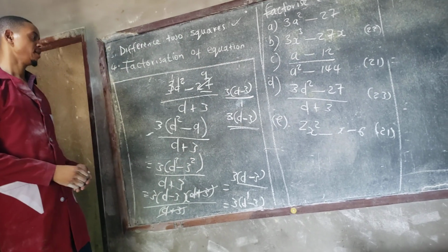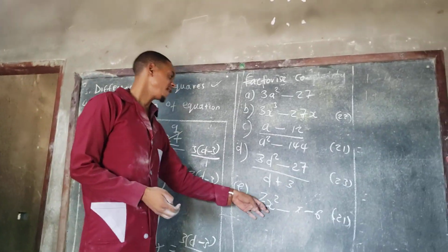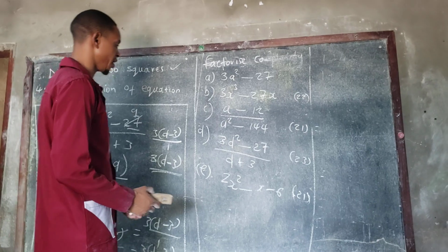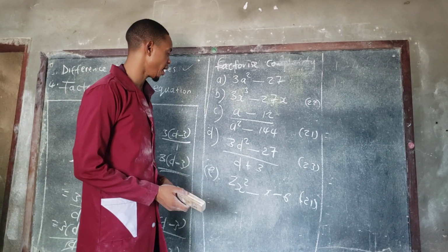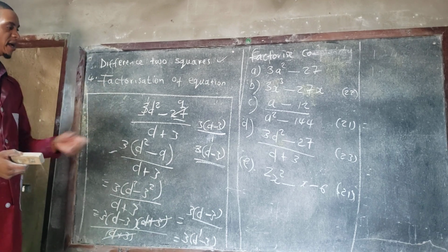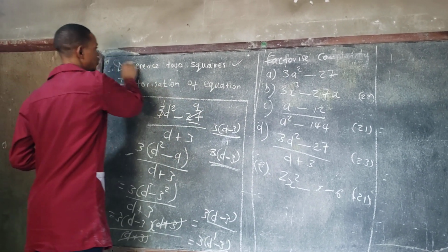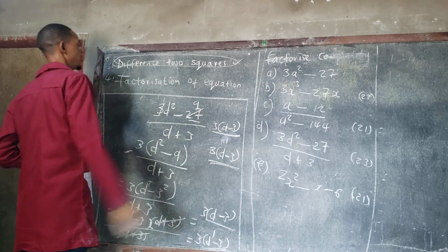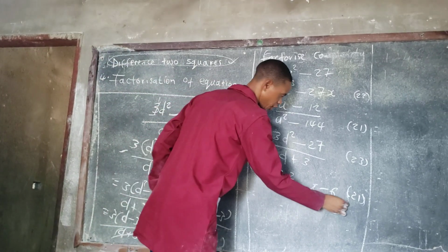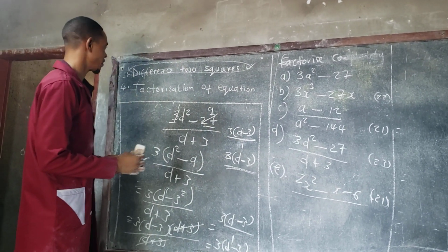That is the answer. Then let me give you the final one. Factorize, and this is a quadratic equation that has 3 terms. There's a positive 2x squared, negative x, or negative 1x, and negative 6. So I want you to pay attention. I'm done on this one. I'm now on factorization of an equation, a quadratic equation that involves some processes.